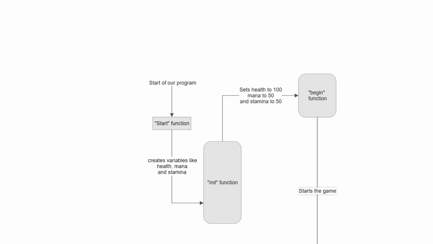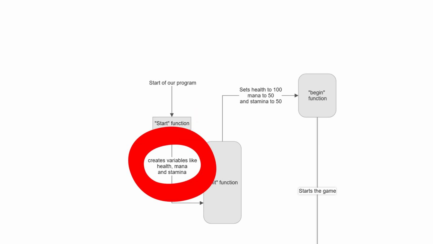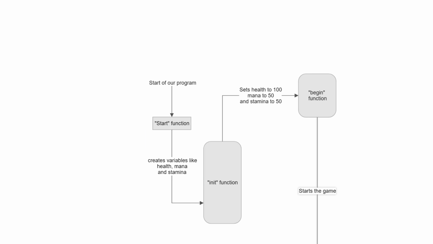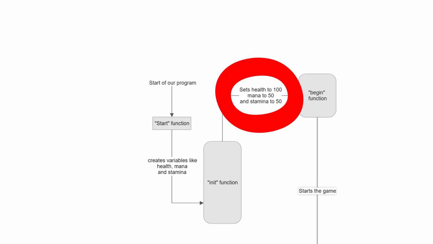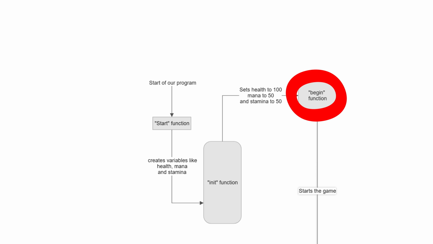And basically the start function creates variables like health, mana and stamina, for a character. The init function sets the health to 100 so that the character won't die immediately, and then mana to 50, stamina to 50, and then the begin function actually starts the game. Yeah, that seems like a functional, fine game.